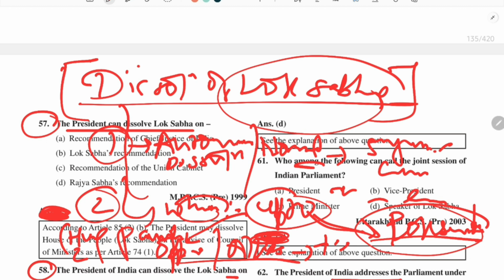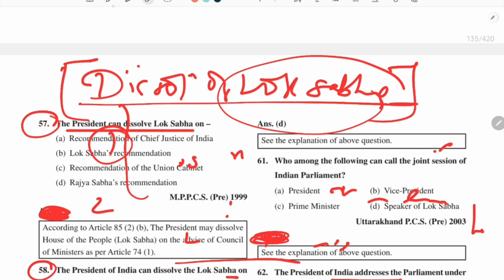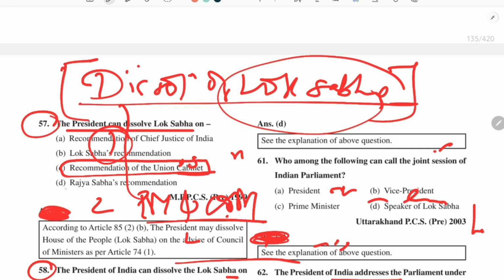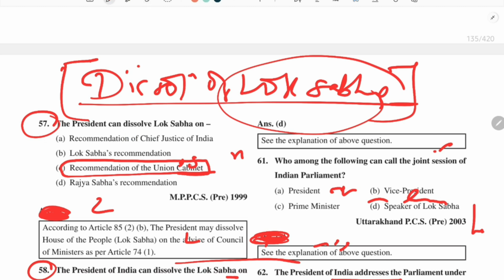And you must remember that in both situations, the president does not act in his discretion. It is only the prime minister and his council of ministers who advise the president to dissolve Lok Sabha, because I told you that under Article 74, it is the council of ministers headed by the PM that aids and advises the president. So in both situations, the president is being advised by the COM and prime minister. So the answer of this question is a recommendation of the Union Cabinet. That is answer statement C.